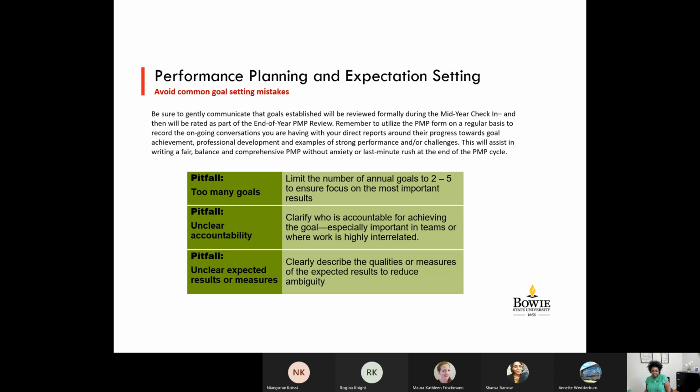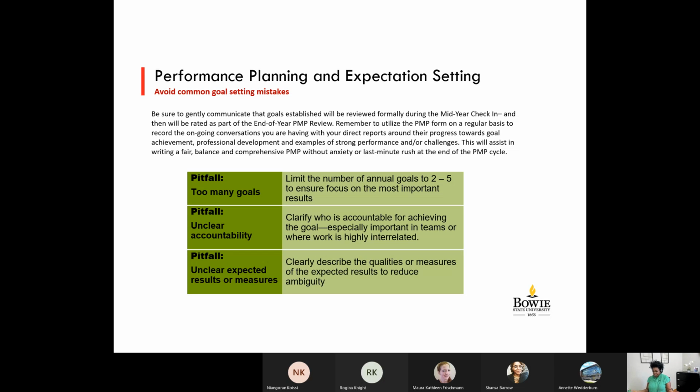Just really quick, common goal setting mistakes. Too many goals, or maybe too many. So that's why we encourage you to limit the number of annual goals to about 2 to 5 to ensure focus on the most important ones. Unclear accountability. Clarify who's responsible for achieving the goal, and then essentially which team or where the work is going to be shared. So sometimes that's not clear either.